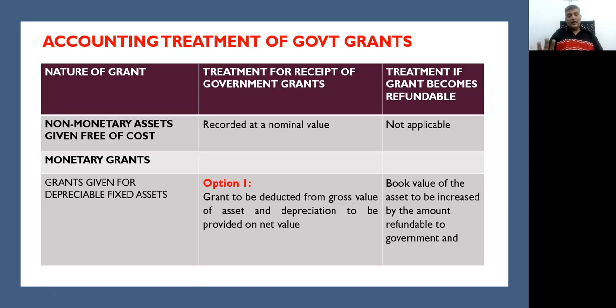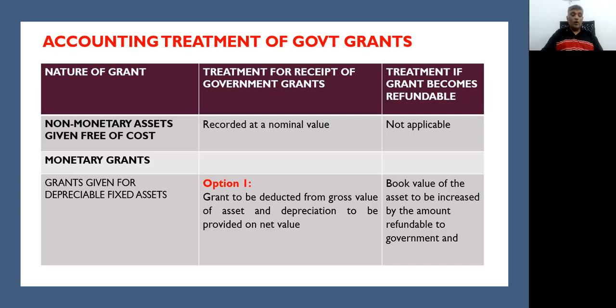Now, we will deal with the accounting treatment for the government grants. So government grants can be for a lot of things. It can be for non-monetary assets, or it can be a monetary grant. It can be for a depreciable asset. It can be for a non-depreciable asset. It can be for an item of revenue, or it can be for a kind of a promoter's contribution. So we will deal with each of these areas separately. And if you see the tabular column, I've said nature of the grant, treatment of the receipt of the government grant, and treatment if the grant becomes refundable. So let's discuss the refund also simultaneously.